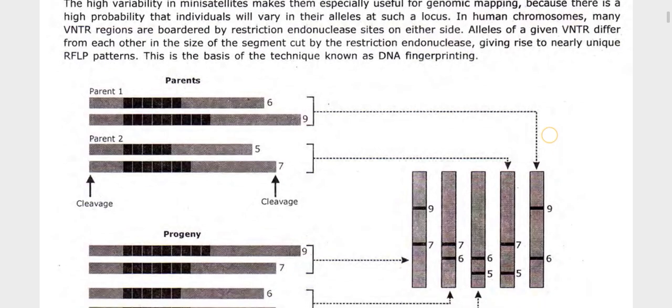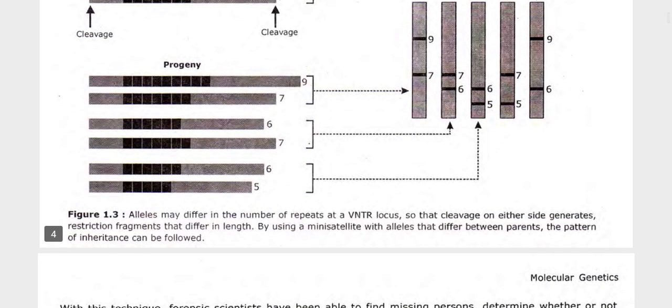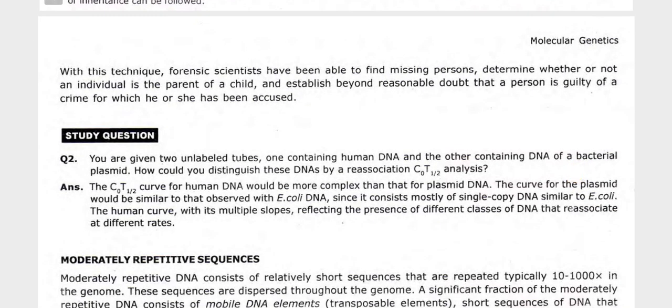Parents are shown here, and their progeny; cleavage would be happening. Progeny is also shown. Alleles may differ in the number of repeats at a VNTR locus, so that cleavage on either side generates restriction fragments that differ in length. By using a mini satellite with alleles that differ between parents, the pattern of inheritance can be followed. With this technique, forensic scientists have been able to find missing persons, determine whether or not an individual is the parent or a child, and establish beyond reasonable doubt that a person is guilty of a crime for which he or she has been accused.